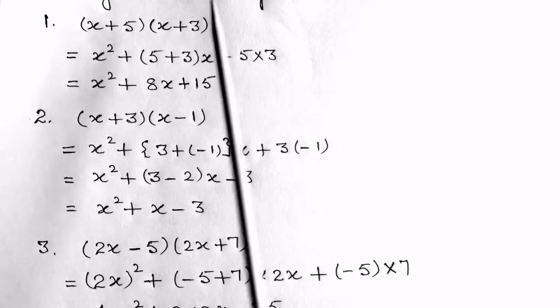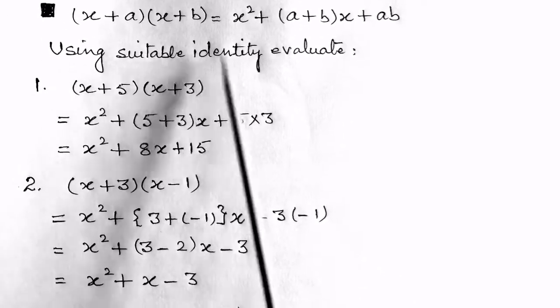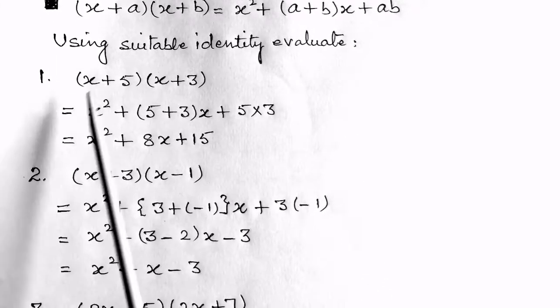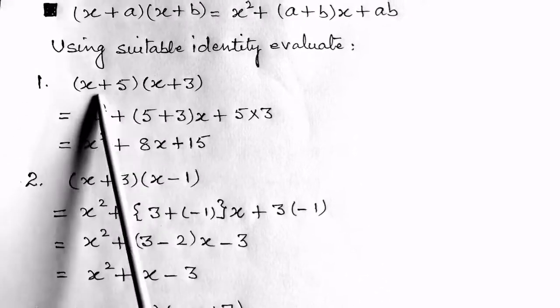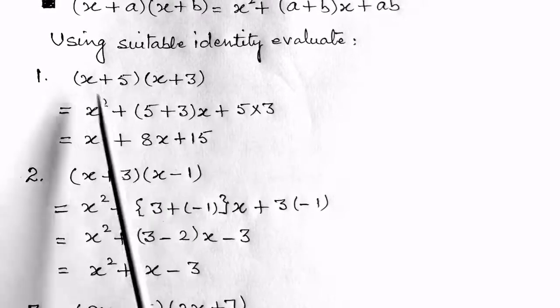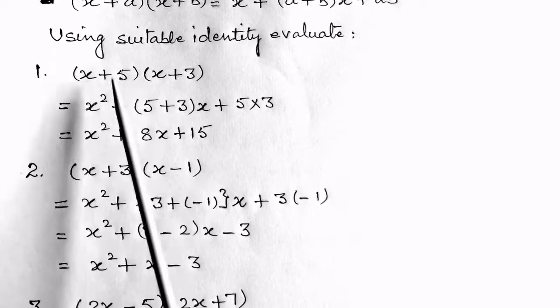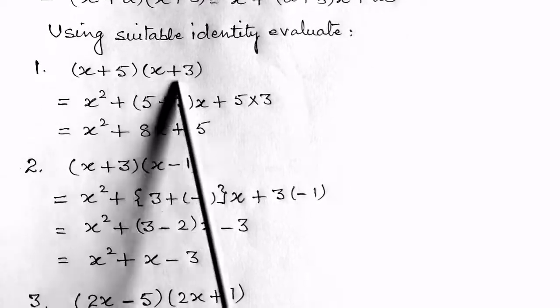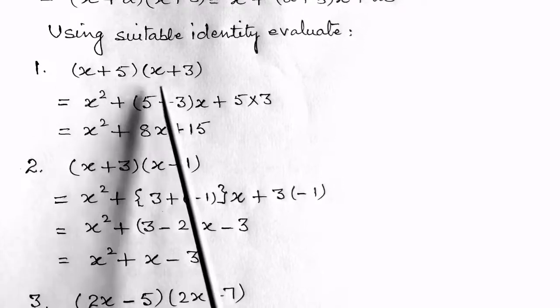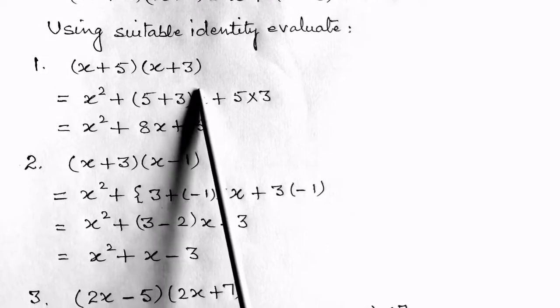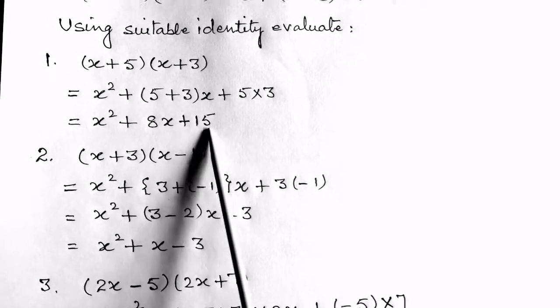See, if it had not been written "using suitable identity evaluate", and they had simply written "simplify", then you can simply open the bracket. That is x multiplied by (x + 3) plus 5 multiplied by (x + 3). So you'll be getting the same answer.